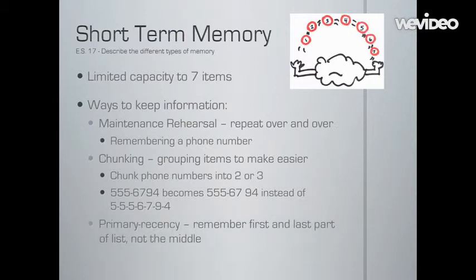The last one is primacy recency, meaning that you remember the first part of a list and the last part, but you forget everything that was in the middle. So like I said earlier, if I gave you a list of maybe 20 grocery items, you could probably recall maybe the first 3 or 4 and the last 3 or 4, but you might forget everything else that was in between.